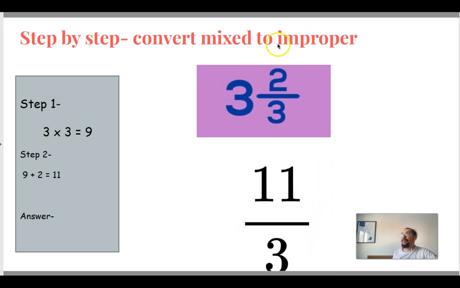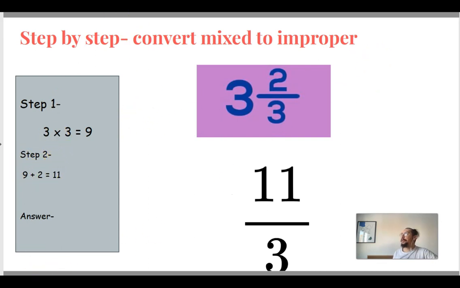Remember, in an improper fraction, the number on the bottom is always smaller than the number on the top. So how did we get here? As you can see, we have two steps, step number 1 and step number 2.